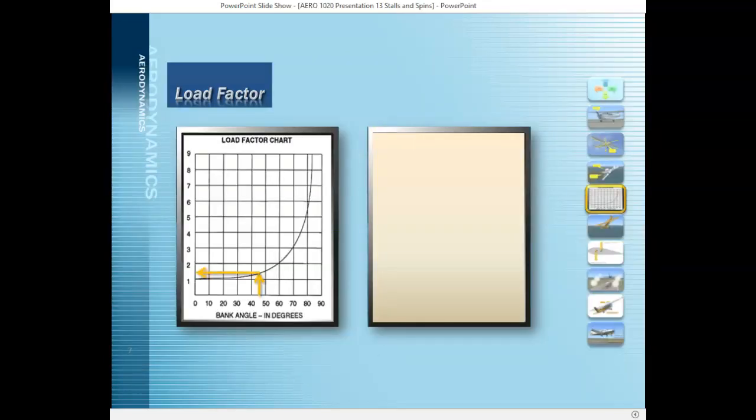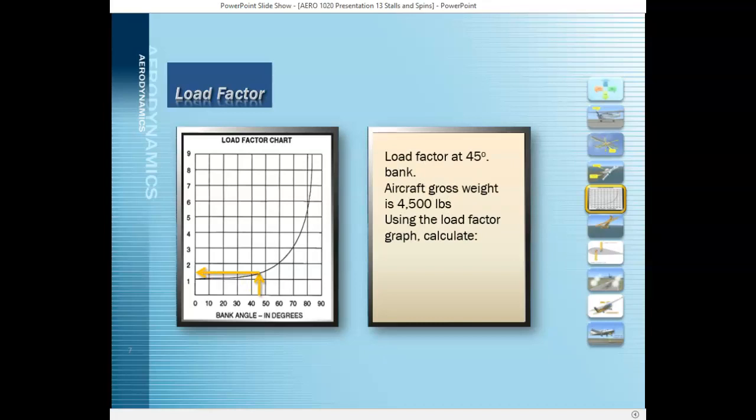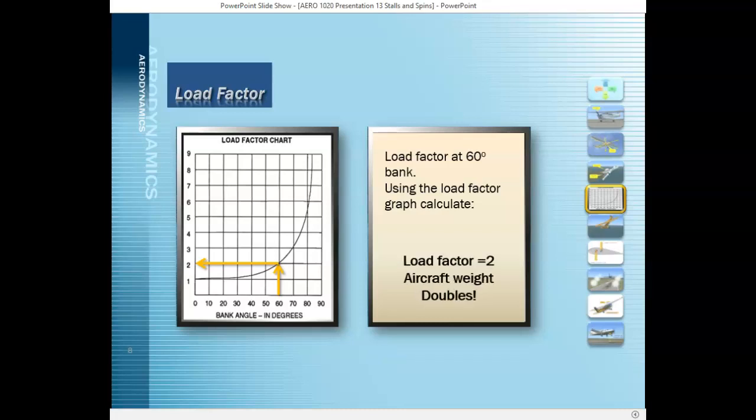So let's look at this load factor chart. You can see at a bank angle of 45 degrees, the load factor is 1.5 Gs. If we calculate the load on the wings of this aircraft in a 45-degree bank, the load being supported is 6,750 pounds. What happens if we were to increase that to a 60-degree bank? Now the load factor is 2 Gs. So the airplane is supporting twice its weight.